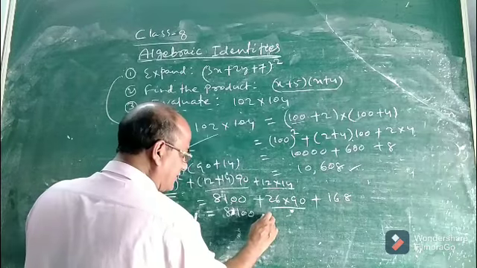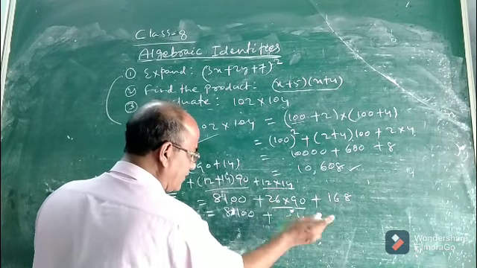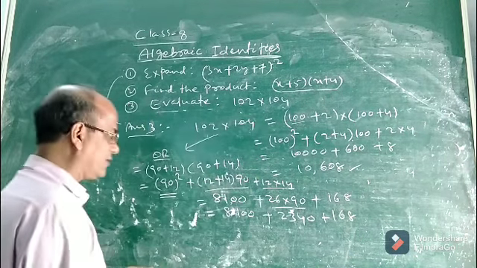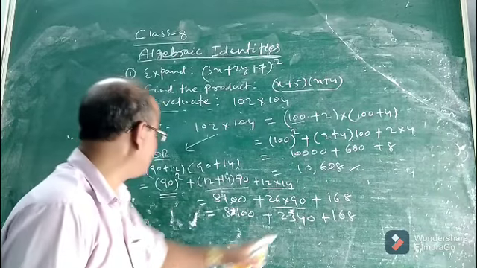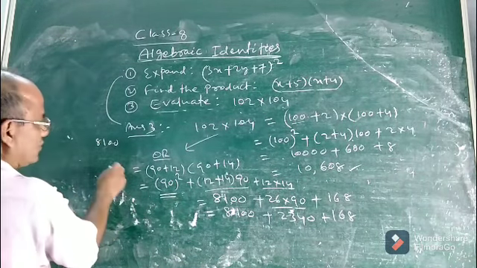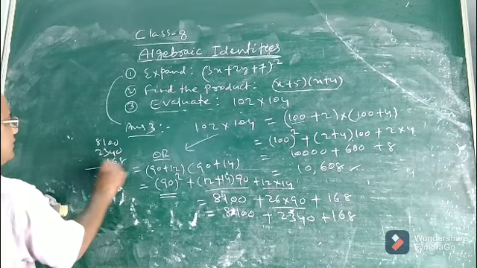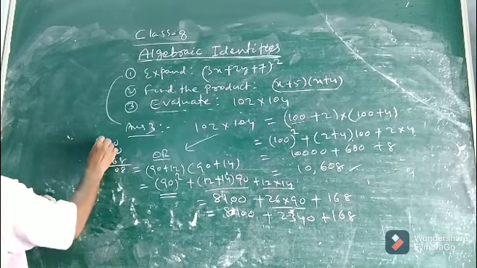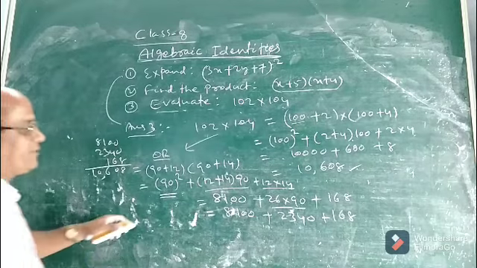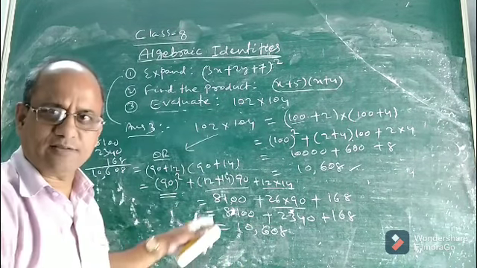8100, but you will arrive at the same answer, no problem. 9 times 6 is 54, carry 5; 9 times 2 is 18 plus 5 is 23. See how complicated the calculation is becoming. Now it's 8100, so you have to add in rough and find out: 8100, then 2340, then 168. You see the same answer we got, 10,608.